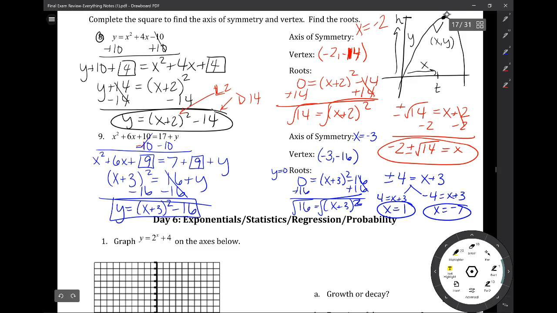Okay, so if you get to a question and you're stumped and you're not sure how to work backwards for it, find your vertex and then see if you can write the equation, which we just did on numbers 8 and 9. So hopefully that helps.